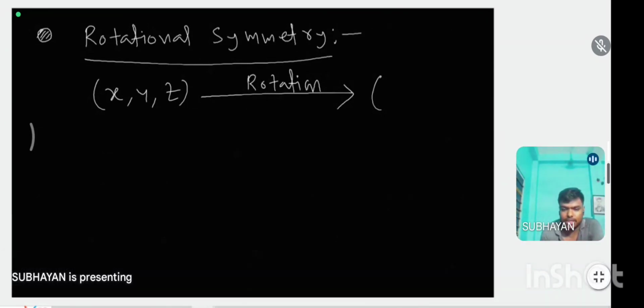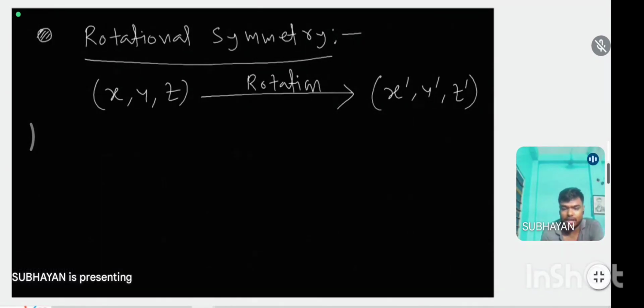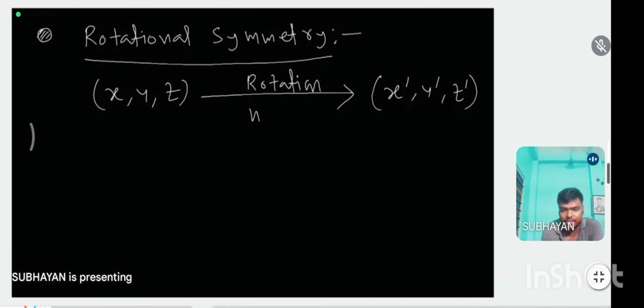And after any arbitrary rotation the coordinate goes to x prime, y prime, z prime. Okay. Arbitrary rotation means suppose about any arbitrary axis and about any arbitrary angle. Suppose about any arbitrary axis directed towards n cap with an arbitrary angle theta.